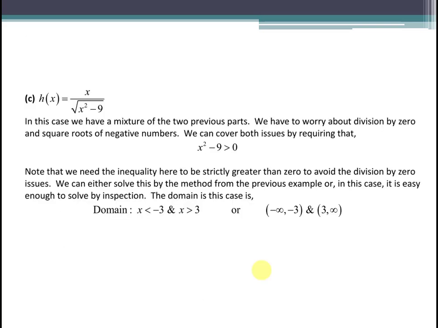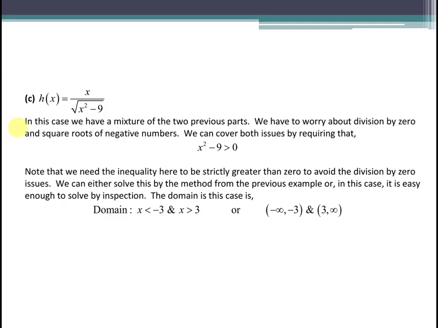C1, h of x is equal to x over square root of x squared minus 9. So with a square root, how can you find the domain here? Here the denominator has a square root and we should accept the points when it's equal to 0. However, we cannot divide by 0. It's impossible.